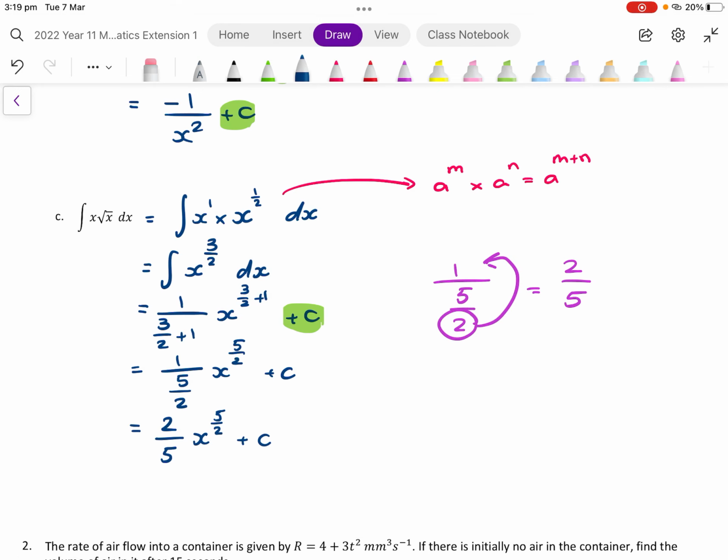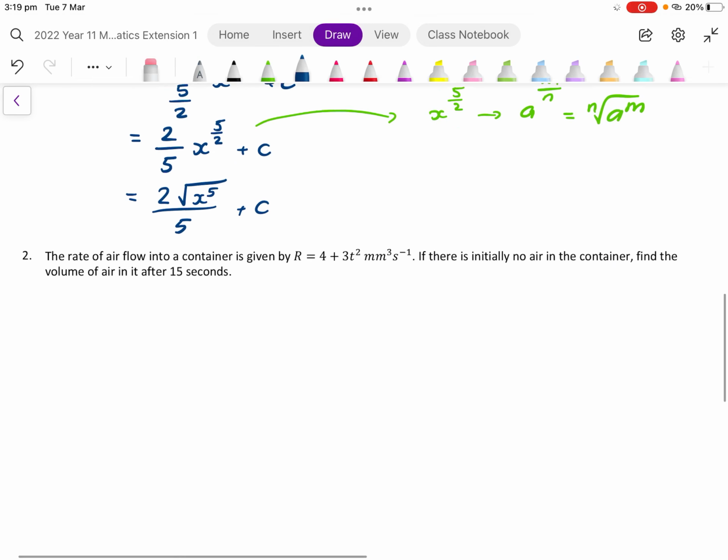And what we have with our x to the power of 5 on 2, that is using our index law, a to the power of m on n, so that's the nth root of a to the power of m. So that means we're going to have 2 square root of x to the power of 5, over 5, plus c.